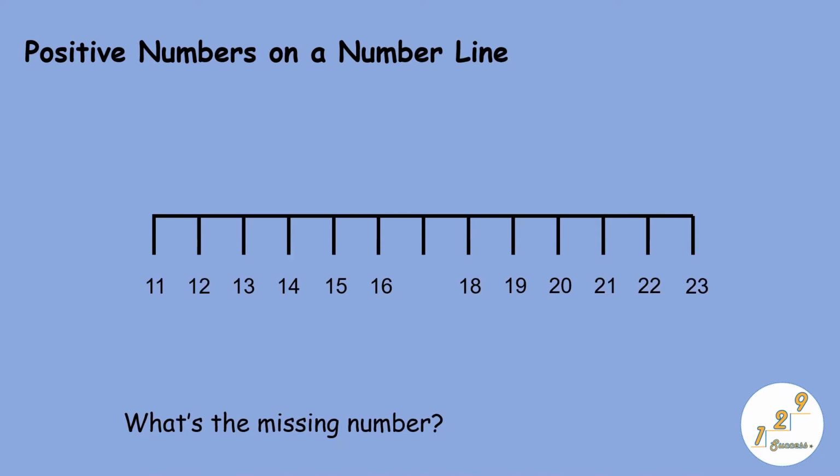What we're going to do here is look at what is the missing number. The first thing that we need to do is look at the gap between each of our lines. Gap between this bar and this bar. What's the gap? Well, the gap is 1. So we've got to work out what is in between 16 and 18. Well, 1 on from 16 is 17. So our missing number is 17.